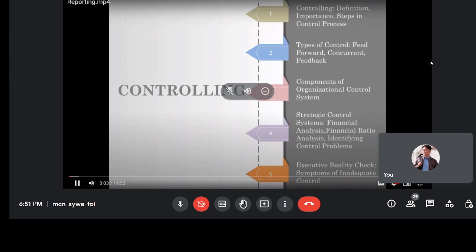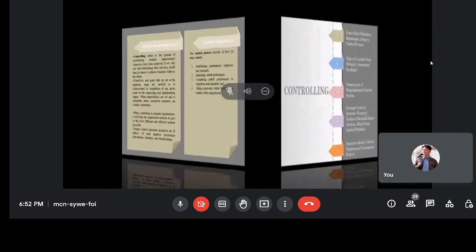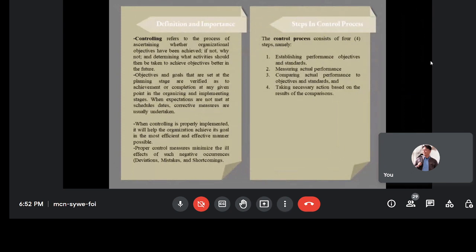Today, we are going to discuss controlling. So first, what is the definition of controlling? Controlling refers to the process of ascertaining whether organizational objectives had been achieved. If not, why not, and determining what activities should then be taken to achieve objectives better in the future. Objectives and goals that are set at the planning stage are verified as to achievement or completion at any given point in the organizing and implementing stages. When expectations are not met at scheduled dates, corrective measures are usually undertaken.